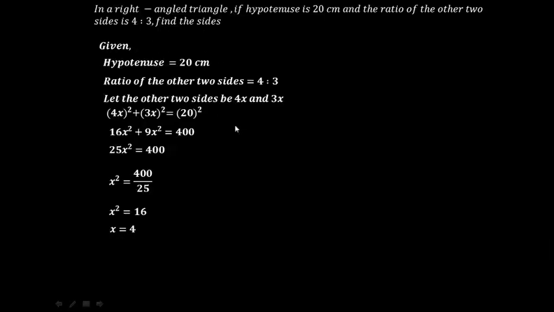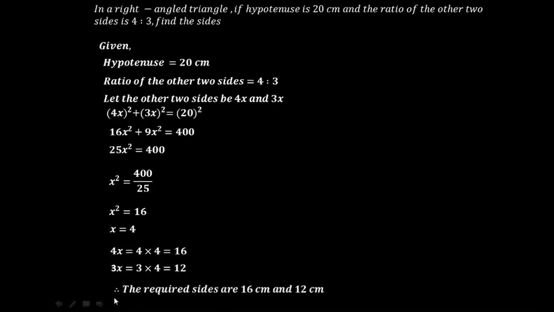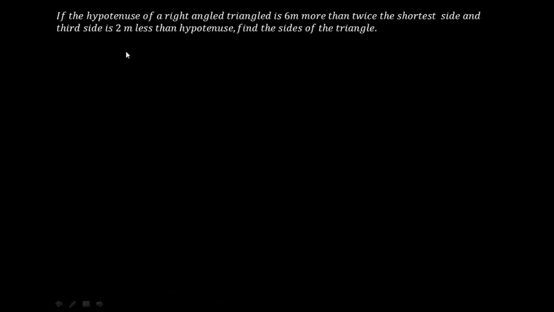Question is find the sides. So I need to find the value of 4x and 3x. 4x is equal to 4 into 4 is equal to 16. 3x is equal to 3 into 4 is equal to 12. Therefore, the required sides are 16 centimeter and 12 centimeter. This is a very important question. We need to understand the question first.